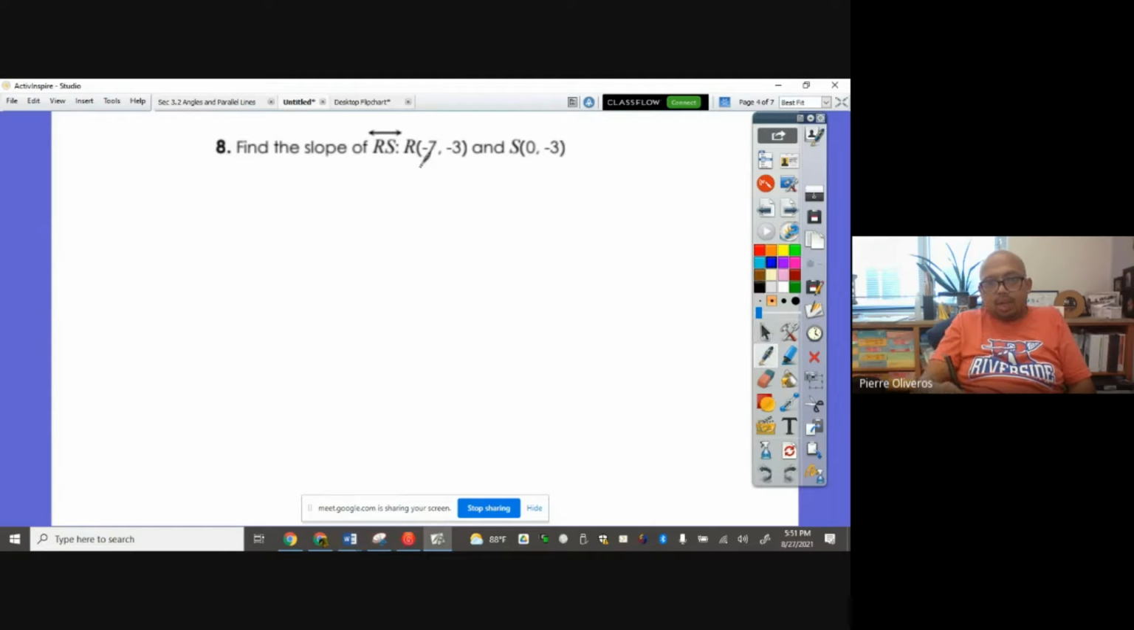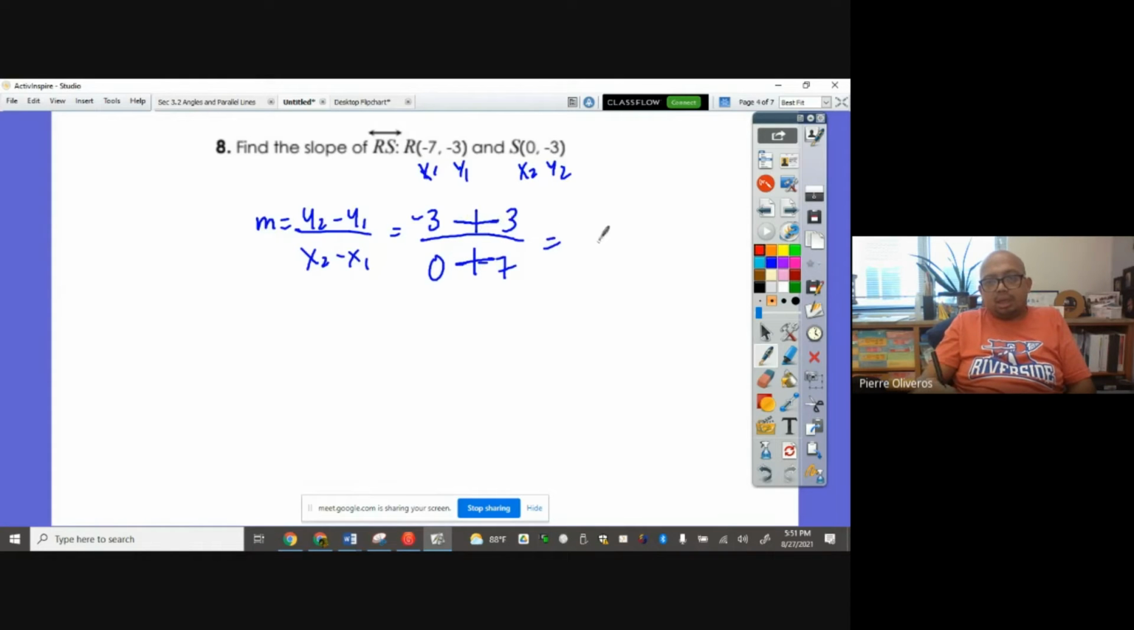So this time, this is my x sub 1, y sub 1, x sub 2, y sub 2. So the formula is y sub 2 minus y sub 1 over x sub 2 minus x sub 1. My y sub 2 here is -3. My y sub 1 is -3 again. And x sub 2 here is 0 minus -7. Keep change. Subtraction of my negative is going to be plus. Same thing here. -3 plus 3 is going to be 0. 0 plus 7 is 7. So the answer is just 0.